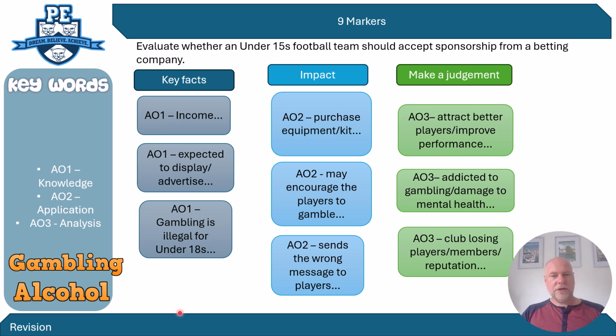Here's another 9-marker, which could be going in any direction. It's: evaluate whether an under-15s football team should accept sponsorship from a betting company. And what we're looking at is gambling in this sense, but it could easily be switched out for alcohol, and that's been in a question before as well. So your key facts is, well, what's breaking the question down, what we're looking at: sponsorship.